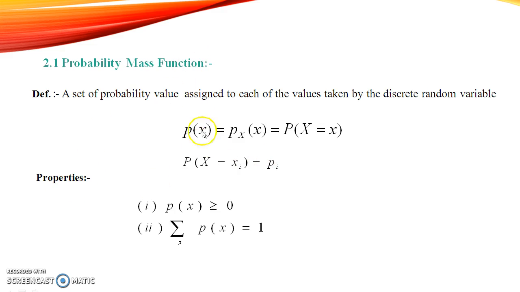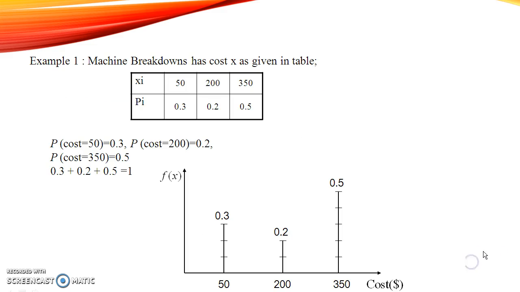Why is the probability mass function used for a discrete random variable? In a discrete random variable, the values or outcomes are present at discrete points, so for each point we are applying a real number. The properties of a probability mass function are: p(x) is always greater than or equal to 0, and the summation of p(x) is always equal to 1. When these two properties are satisfied, the given function is a probability mass function.